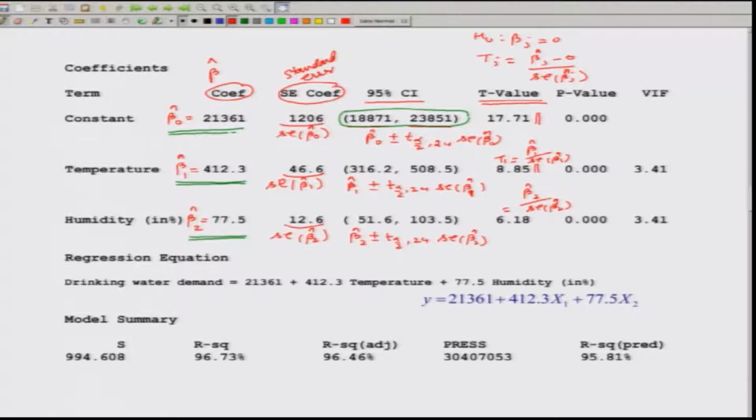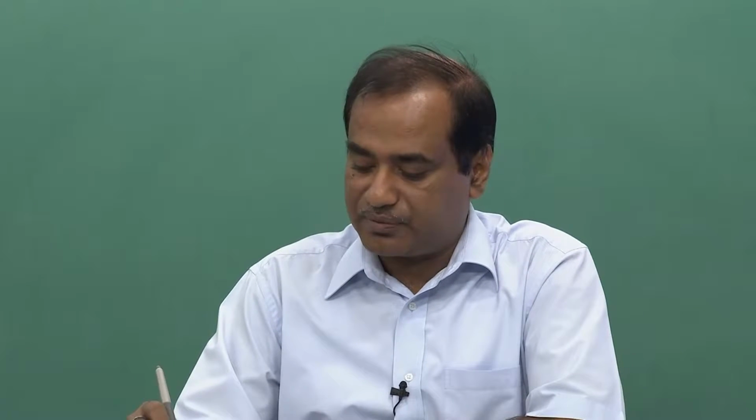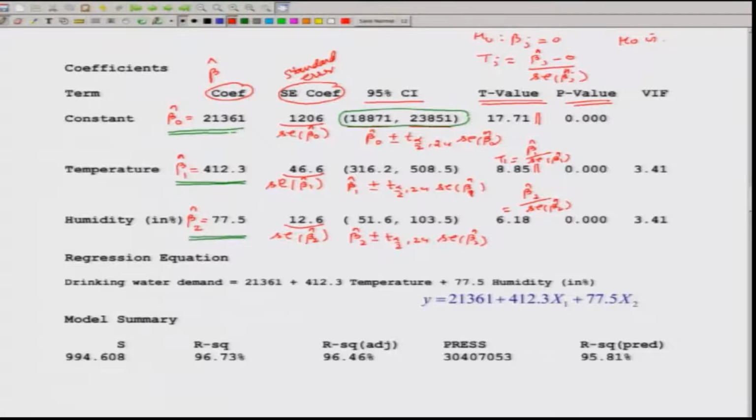Now, as I told you earlier, in order to test the hypothesis we have two options: either we can obtain the critical values or the tabulated values from the probability tables of t, or in software there is another option to use the p values. And we had learned that H naught is rejected if p value is less than alpha, that is the level of significance. So, here we have taken alpha equal to 0.05.